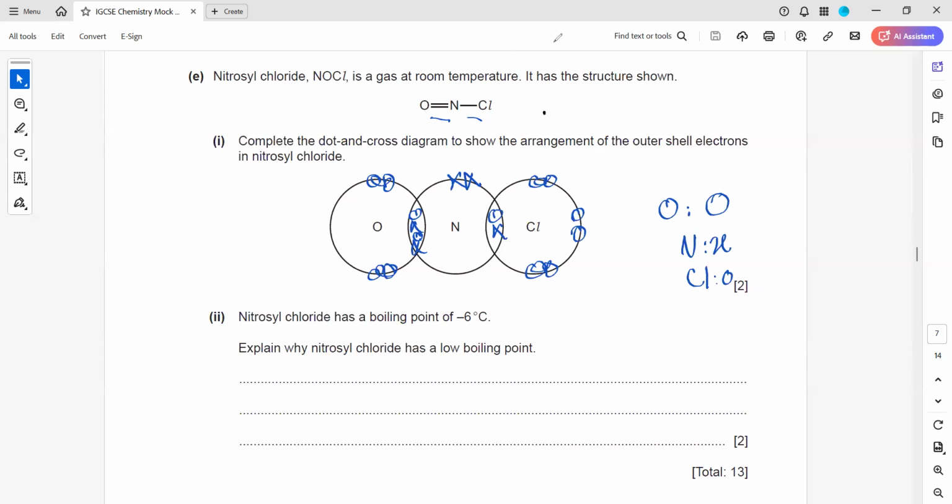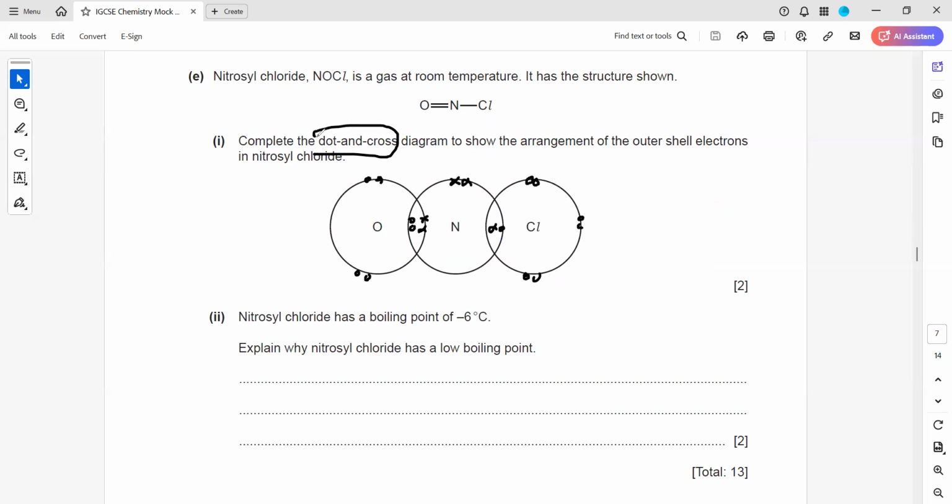One more thing I found: you're not supposed to make a key. This is a dot and cross diagram, so there is no need to make the key. The rule is that no need to make this key. So if you started with a dot, say you started the oxygen with the dot, then the nitrogen will be a cross, alternating. And then the chlorine, again, will be a dot. That is why it is called a dot and cross diagram.